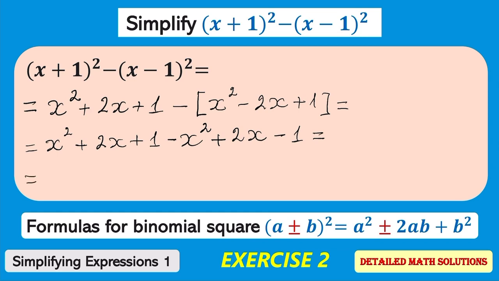Okay, and now I can add all like terms. Again, I have x squared and negative x squared as my two like terms. Then we have 2x and 2x, and finally plus 1 and minus 1. Now x squared and negative x squared are the same term with opposite signs. Therefore, they cancel out.